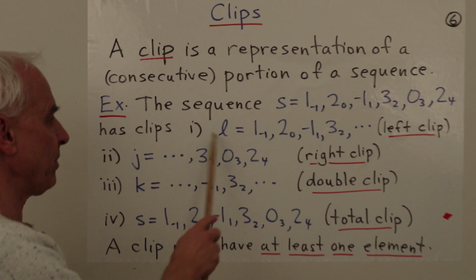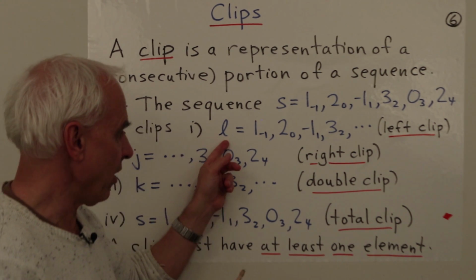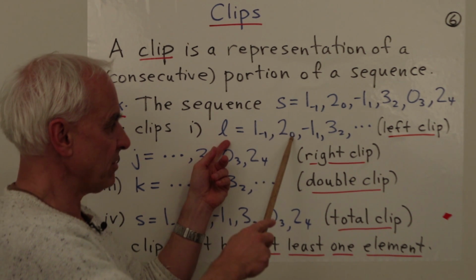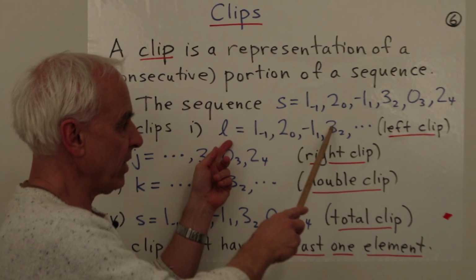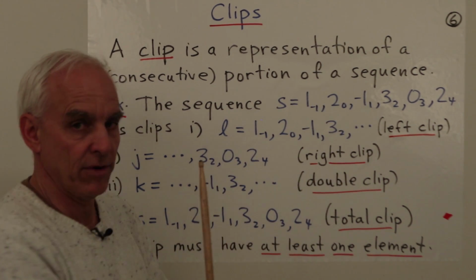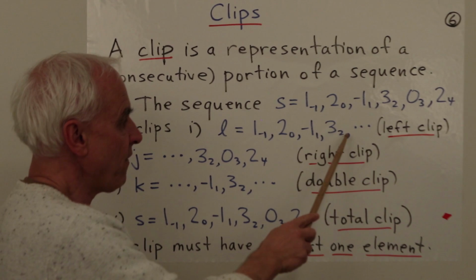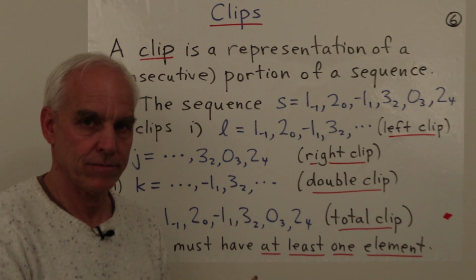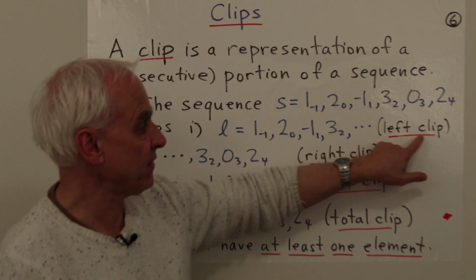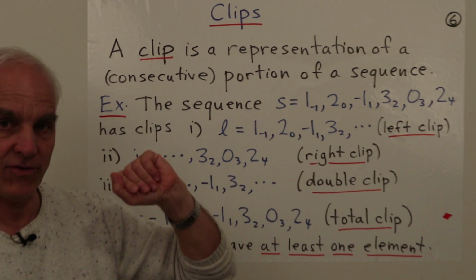Okay, so the first clip is L. Let's have a look at L. L is 1 sub minus 1, 2 sub 0, minus 1 sub 1, 3 sub 2. Exactly the same as the first 4 elements of our sequence, followed by 3 dots. So what L is what we might call a left clip of the sequence S.